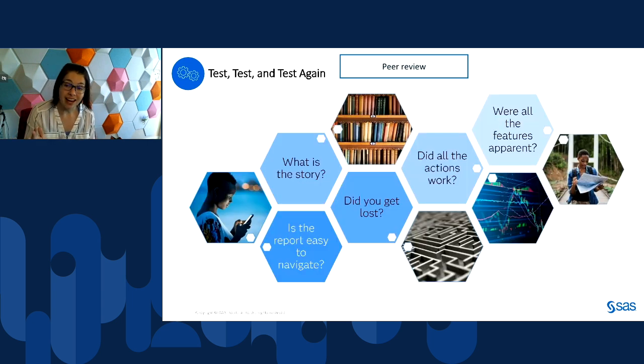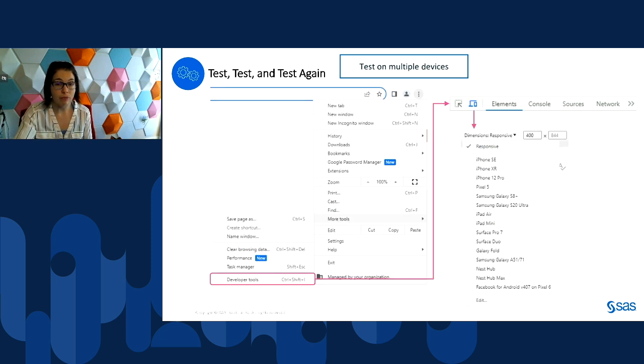Next, after you've done that, it's time for a peer review. So give it to your colleagues and then make sure that they understand the report and they can answer these questions. What is the story? Is the report easy to navigate? Did you get lost? Did all the actions work? Were all the features apparent? And then use their feedback to make your report better than it was before.